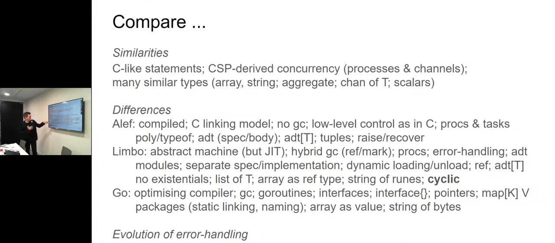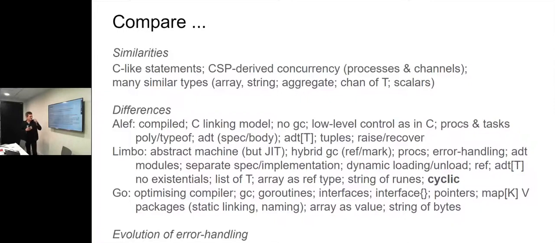And then we looked briefly at the error handling, but it's similar to most of these. Dynamic modules, loading and unloading. Array is a reference type. In Go, you've got an optimizing compiler, and a garbage collector whose properties are not guaranteed by the language. It hasn't got this idea of non-cyclic structures.